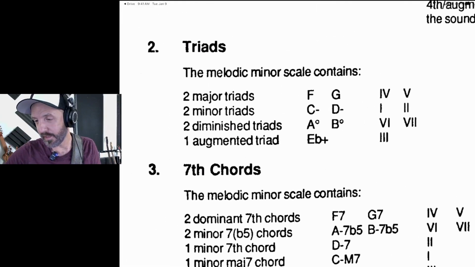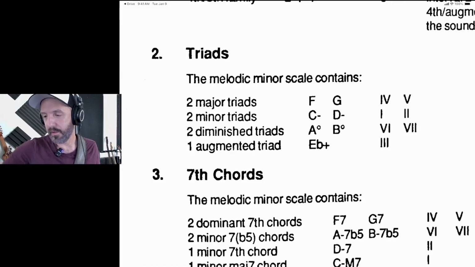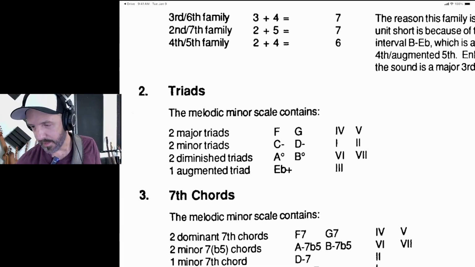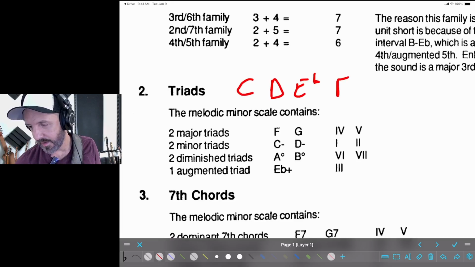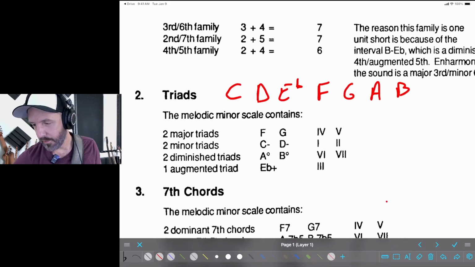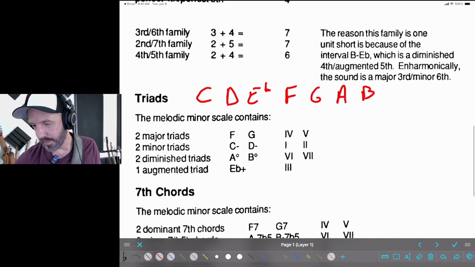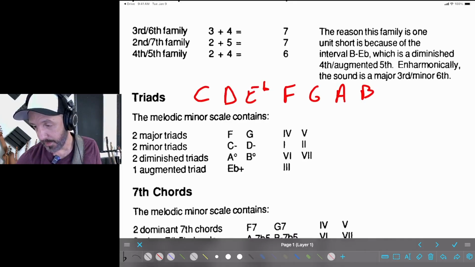So let's draw the attention here. Let's write out a C melodic minor scale so we can see what he's talking about. So we've got C, D, E flat, F, G, A, B. If I arrange these in triads, well, he spells them out right there. So we've got an F, A, C, E, and then we've got G, B, D. That's a G, believe it or not.